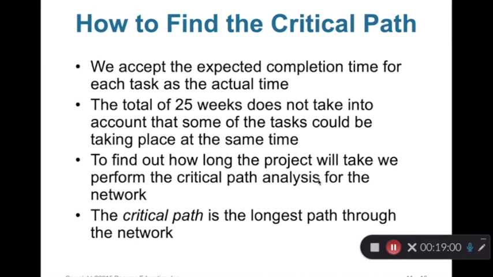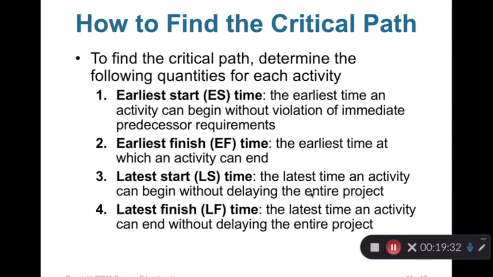But how to find the critical path? We want to use expected activity times to figure out the earliest start time, earliest finish time, latest start time, and latest finish time, and then we can figure out the critical activities. Right now we're going to learn how to figure out critical activities. Before that, we need to introduce some terms, because they are very useful to figure out the activities that are critical.